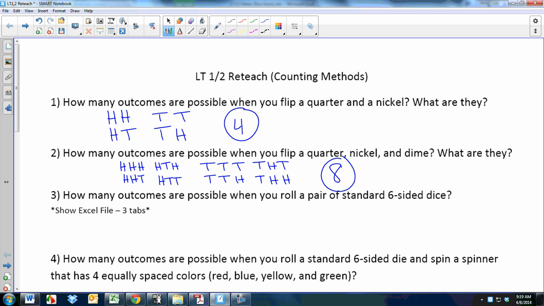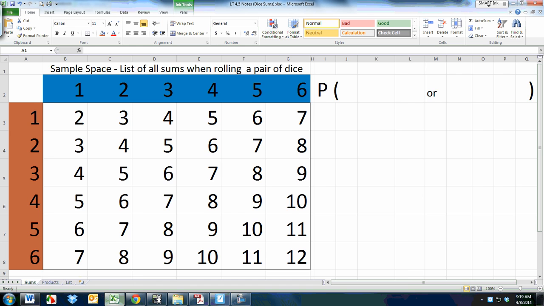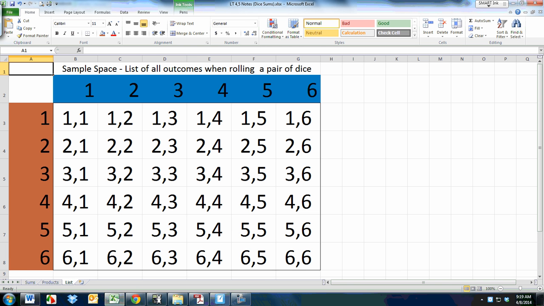One die has 6 options. The other one has 6 options. So you're going to have how many options? 36. 6 times 6. And now the Excel file we've been using, here are those 36 options.